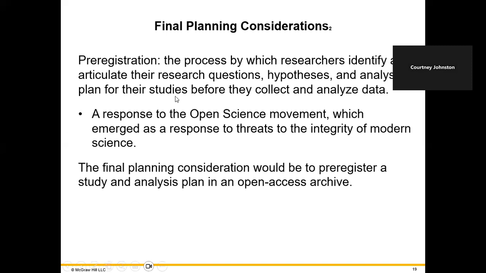When it comes to pre-registration, this is a process by which researchers identify and articulate their research questions, hypotheses, and analysis plan for their studies before they collect and analyze data. It is a response to the open science movement, which emerged as a result of threats to the integrity of modern science. The final planning consideration would be to pre-register a study and analysis plan in an open access archive. So that provides accessibility to other scholars, academics, and the public.